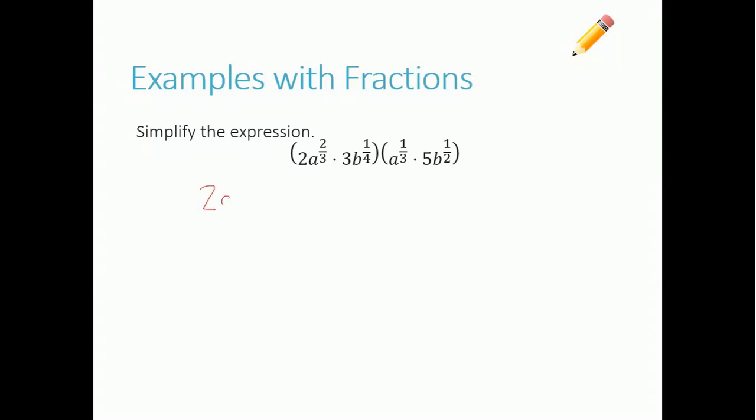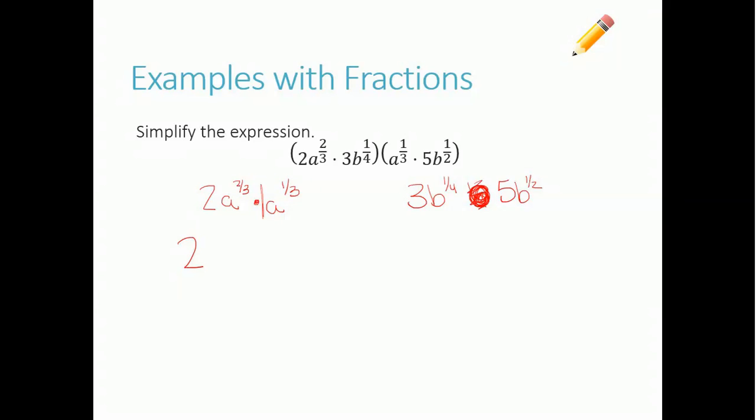So I got 2A to the 2/3 power times A to the 1/3 power, right? So I've taken care of both of those guys. Let's put the B's over here. 5B to the 1/2. Put a big dot there. That could be my big multiplication symbol. Alright. Now, notice I get to multiply my numbers. 2 times, there's technically a 1 there. So 2 times 1, get 2.